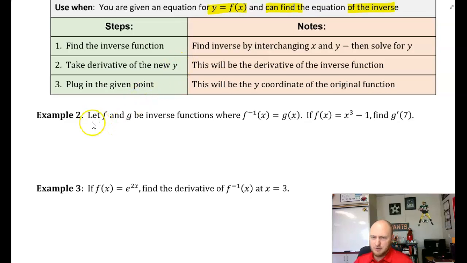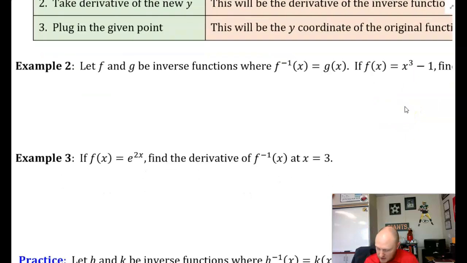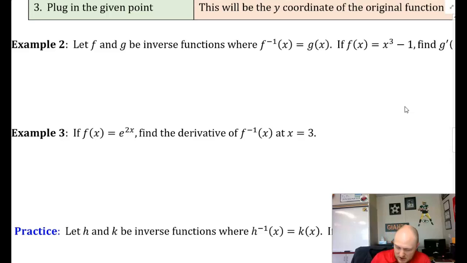So let's look at example number 2. Let f and g be inverse functions, where f inverse of x is equal to g. So f and g are inverses. They say if f of x is equal to x cubed minus 1, find g prime of 7. I want the derivative of g. I don't have g, but I know that f and g are inverses. So I can find the inverse by switching x and y.